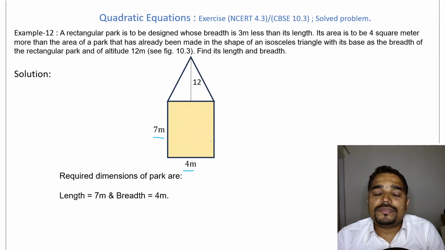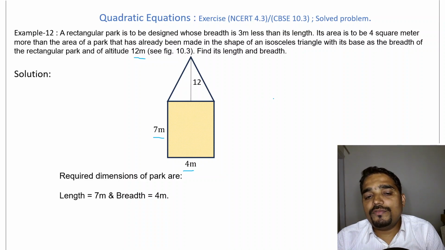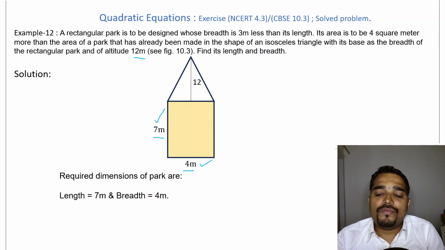therefore, in such a condition, the other conditions of whatever is given, that is breadth is 3 meters less than its length and area is 4 square meters more than the area of the isosceles triangle. Altitude of the triangle will be 12 meters and the base of the triangle is equal to breadth of the rectangular park. All the four conditions would be satisfied if length of the rectangular park is 7 meters and breadth of the rectangular park is 4 meters.